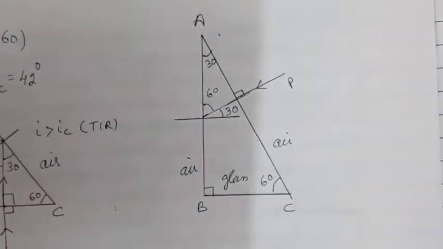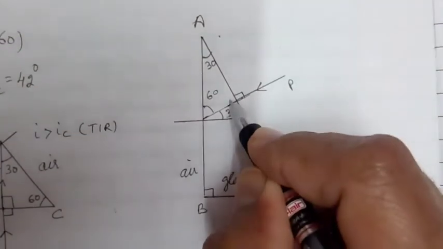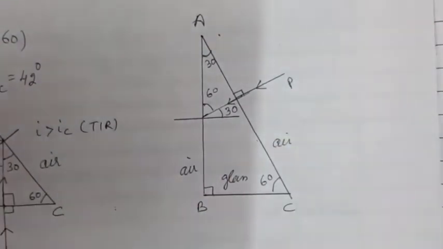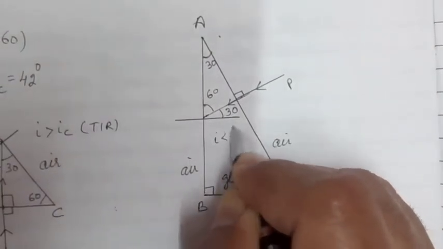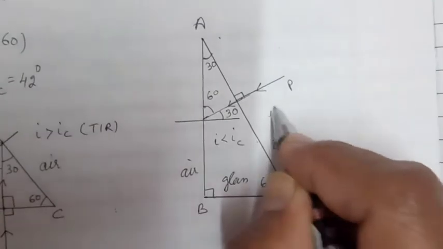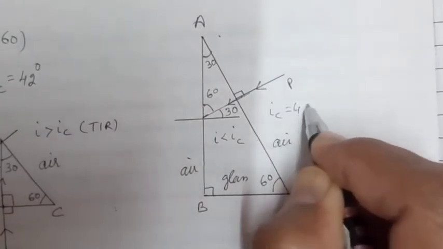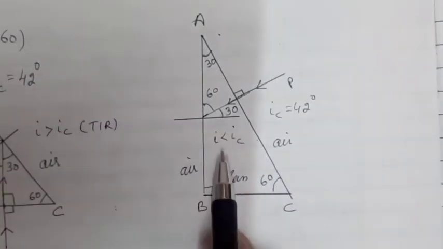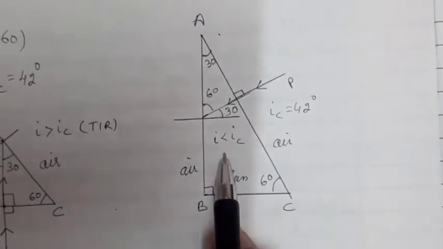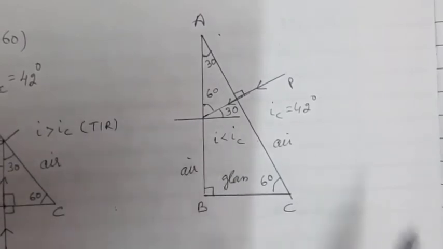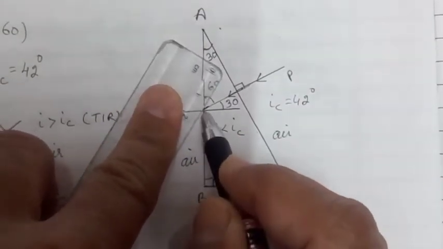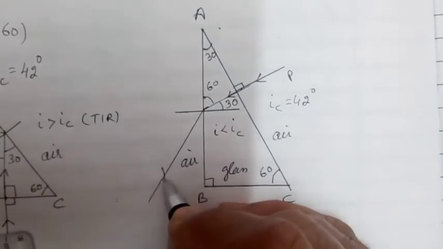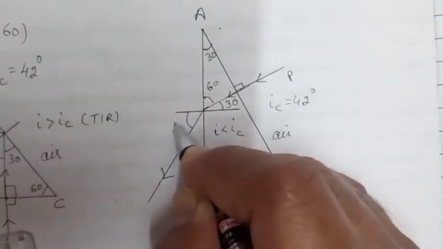So we have got the angle of incidence in the denser medium. Angle of incidence I is less than the critical angle. How much is the critical angle? 42 degrees for glass. Since I is less than the critical angle, the ray will get refracted. It will come out into the air, moving away from the normal. So the ray will go out like this, away from the normal. That is the angle of refraction.